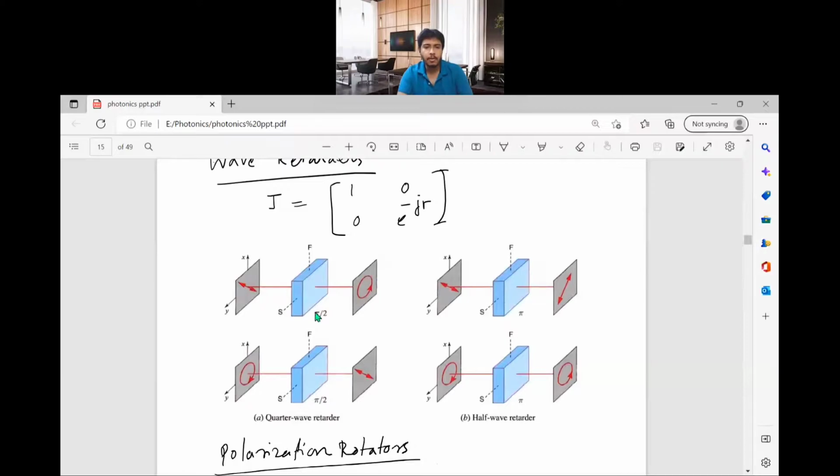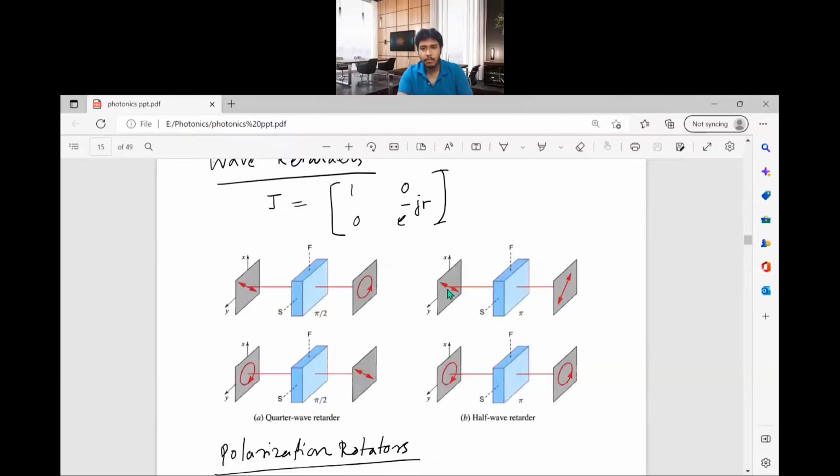It can be changed to the circular polarization, and also the circular polarization can be changed to the linear polarization. So this is the function of the quarter wave retarder. And the half wave retarder will maintain the polarization at the same type, but it will change the angle of the polarization. That means if the input is linear polarization, the output will be a 90-degree phase shifted linear polarized light.